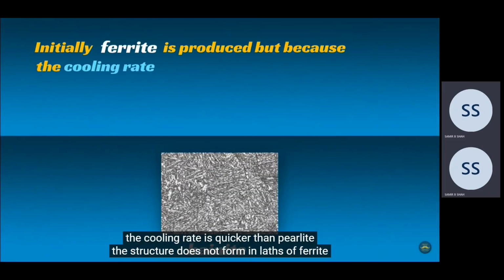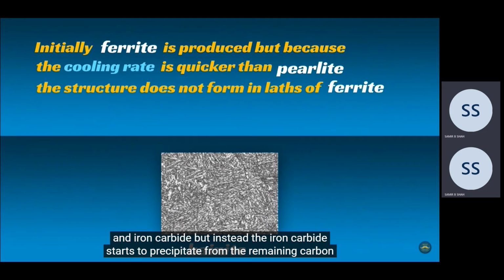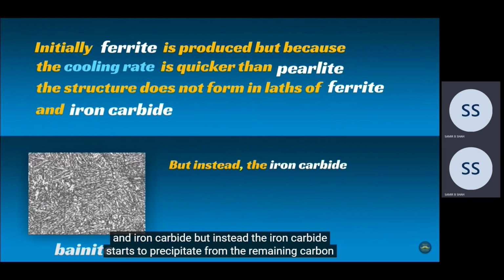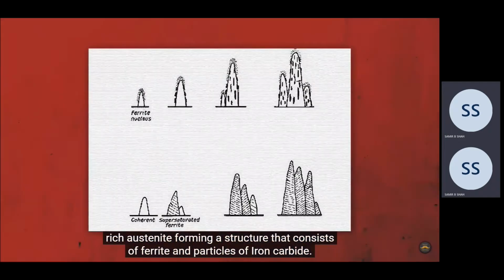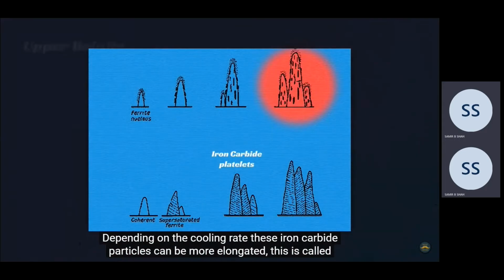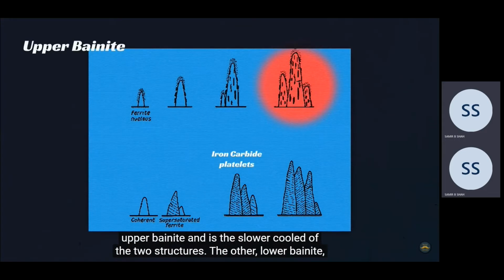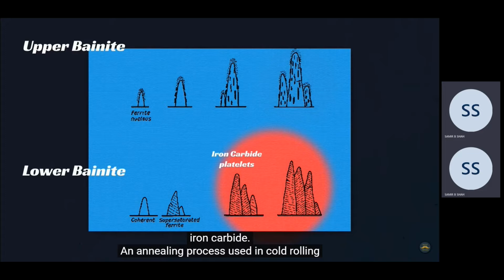Initially, ferrite is produced, but because the cooling rate is quicker than pearlite, the structure does not form in layers of ferrite and iron carbide. Instead, the iron carbide starts to precipitate from the remaining carbon-rich austenite, forming a structure that consists of ferrite and particles of iron carbide. Depending on the cooling rate, these iron carbide particles can be more elongated. This is called upper bainite and is the slower cooled of the two structures. The other, lower bainite, forms at faster cooling rates and contains ferrite with finer disc-like particles of iron carbide.